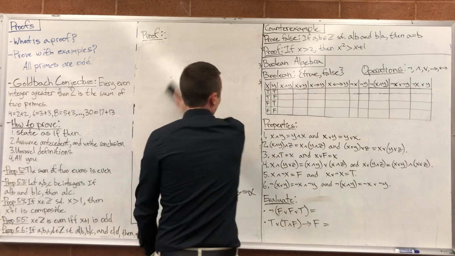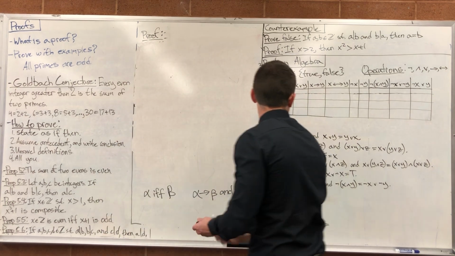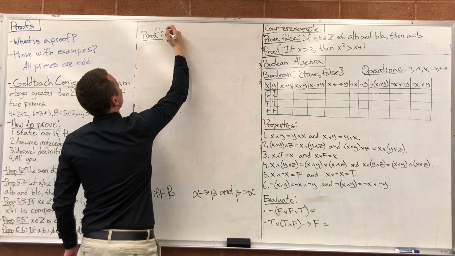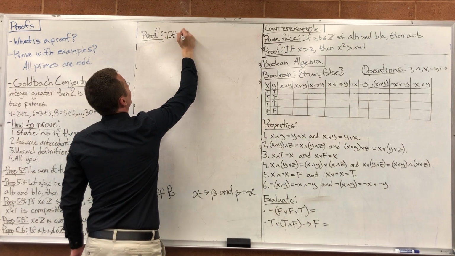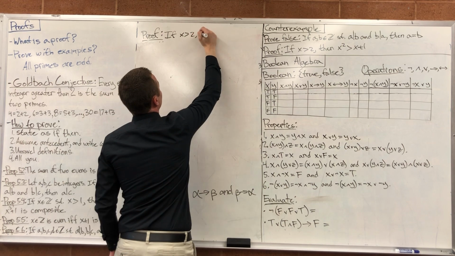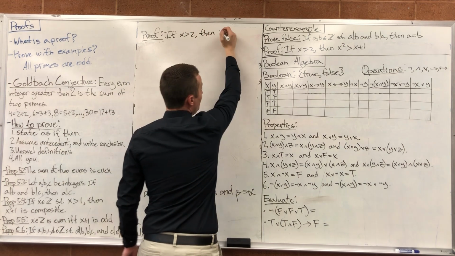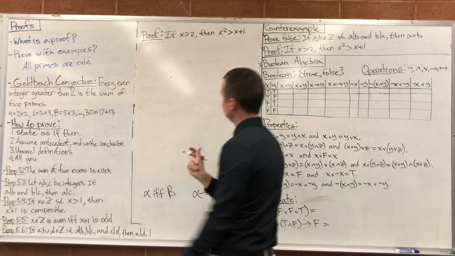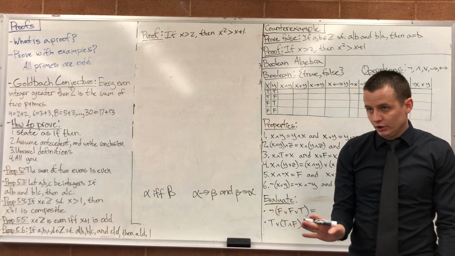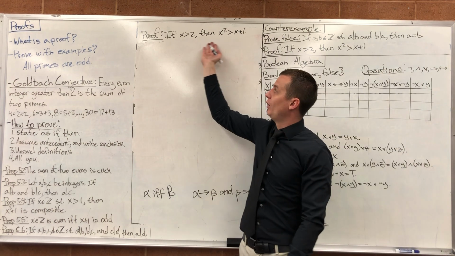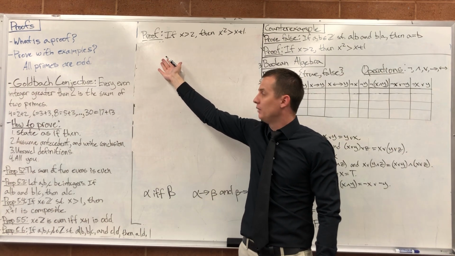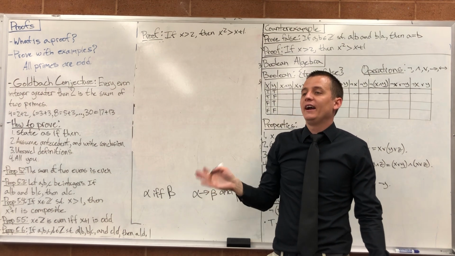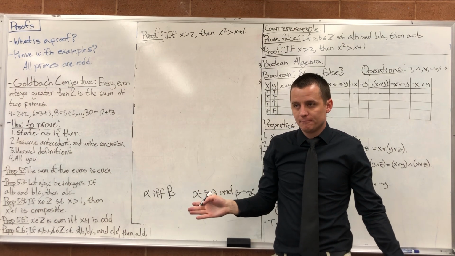This time we're going to prove: if x is greater than 2, then x squared is greater than x plus 1. If x is greater than 2, comma, then x squared is greater than x plus 1. Now it's understood that anytime we don't tell you what set x came from, notice that we never said x is an integer here, it's understood that x is always just a real number.